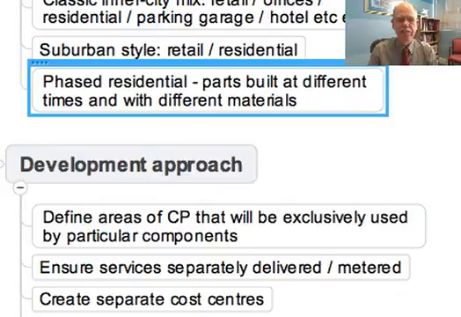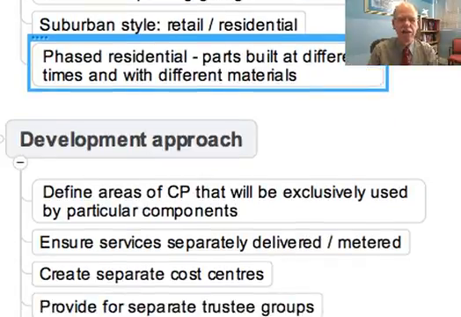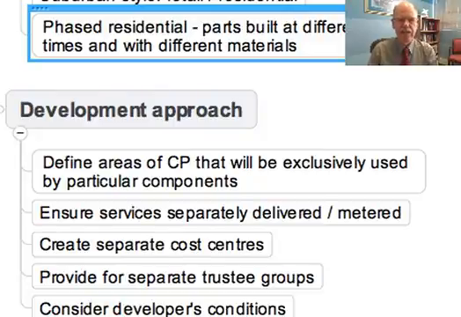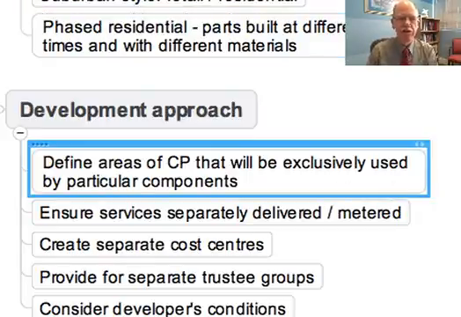Now, if you get one of these babies at the beginning, the developer looks at it and thinks, look, this is a mixed scheme, I need to have a sensible approach because I know that just managing it as one sectional title scheme isn't going to work. You then go through a process of defining what areas of common property will be exclusively used by particular components as well as by particular owners, so that you're creating exclusive use areas in those two dimensions.